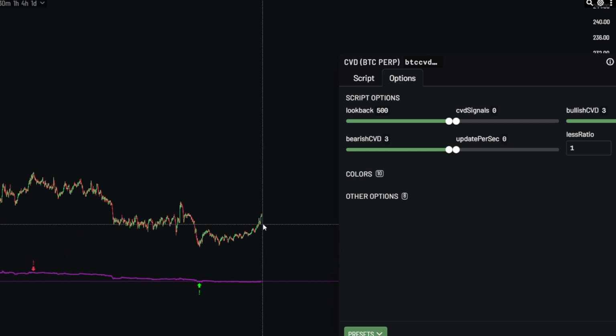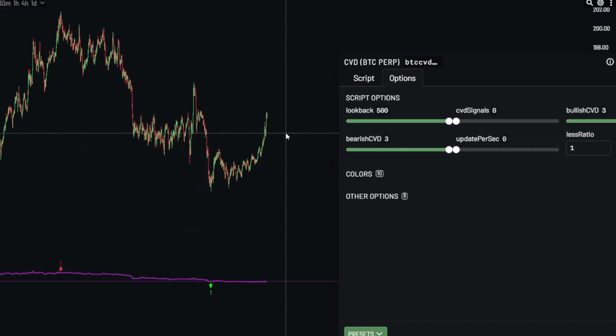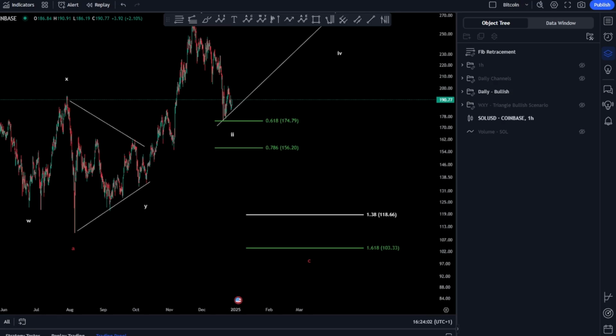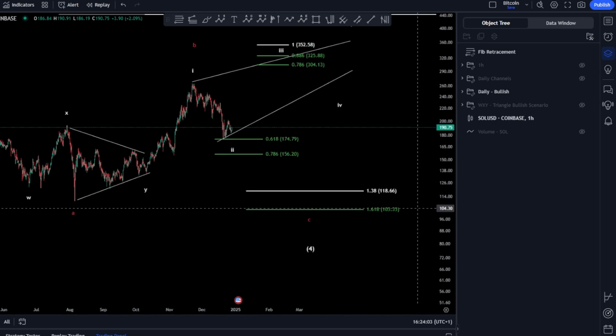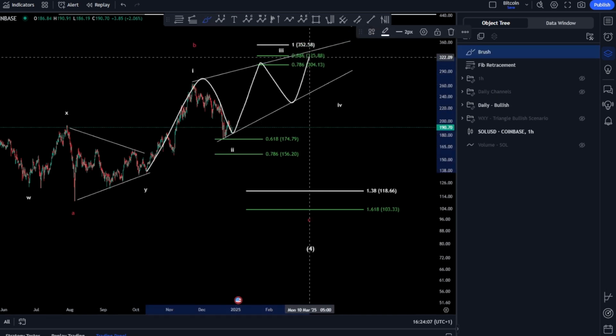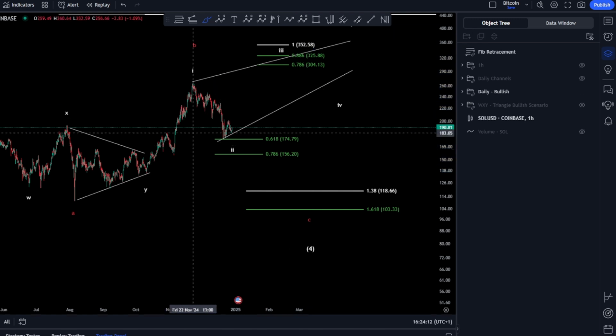It looks very impulsive somehow, like 1, 2, 3, 4 and a 5 probably. And yeah, it is very probable that we move with our scenario here, which is a contracting diagonal towards the upside, 1, 2, 3, 4 and a 5. So this is the highest possibility right now.